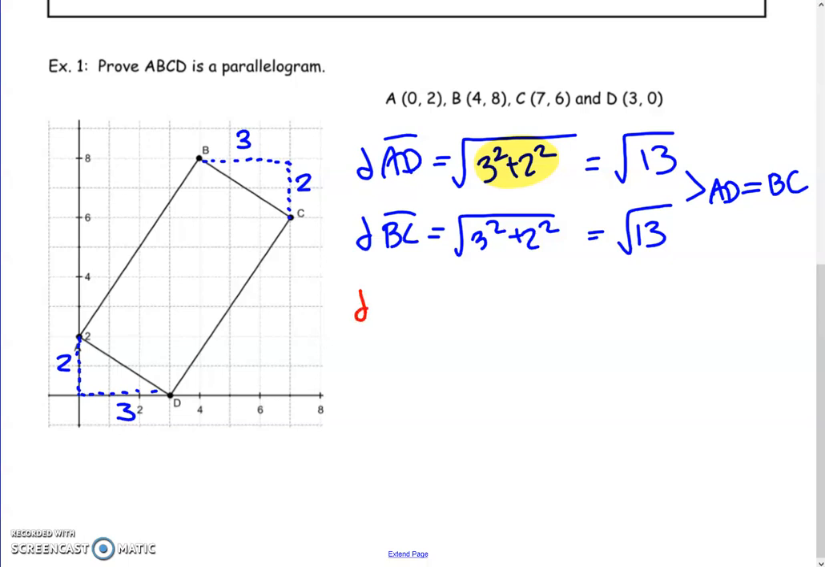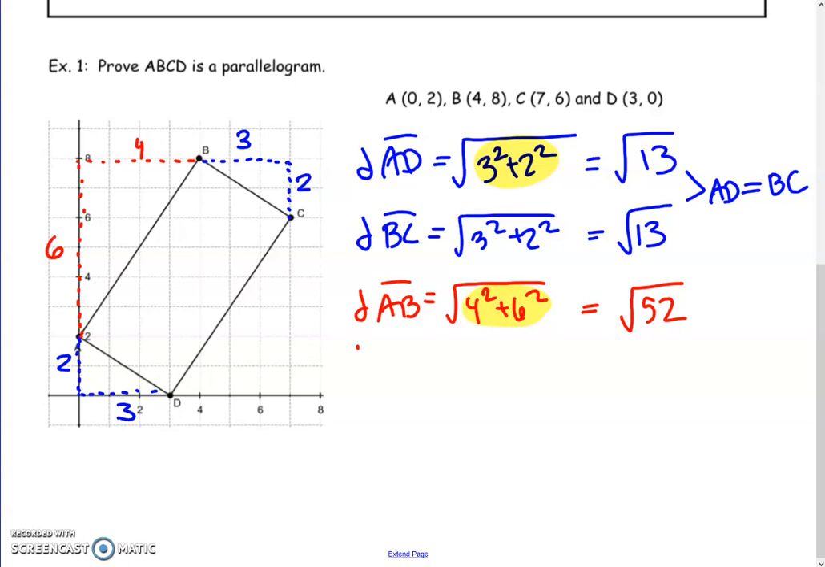I'll find the distance of AB. All right, so I'll count this 1, 2, 3, 4, 5, 6 here, and delta x 1, 2, 3, 4. So those two numbers will be 4 squared plus 6 squared. Again, I would throw that into the calculator, just the numbers underneath the radical. That ends up being 16 plus 36, or square root 52. And then I'll find the distance of DC.